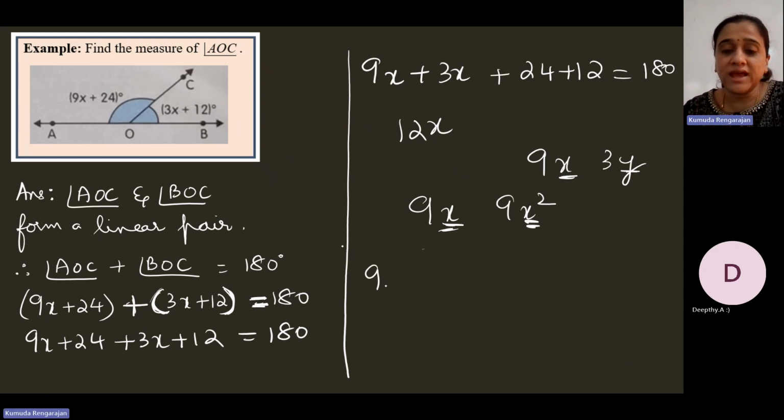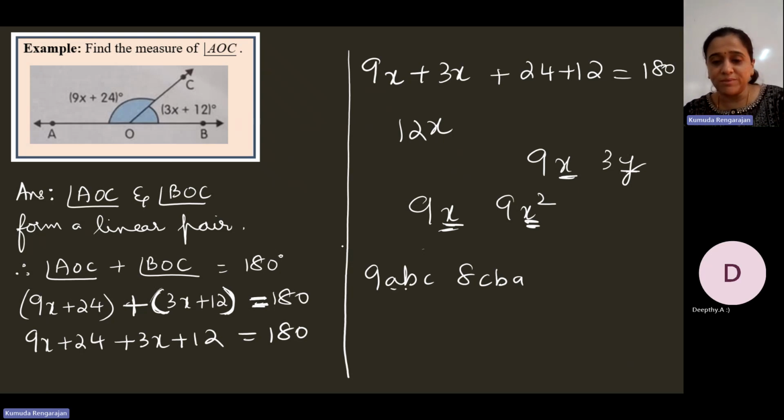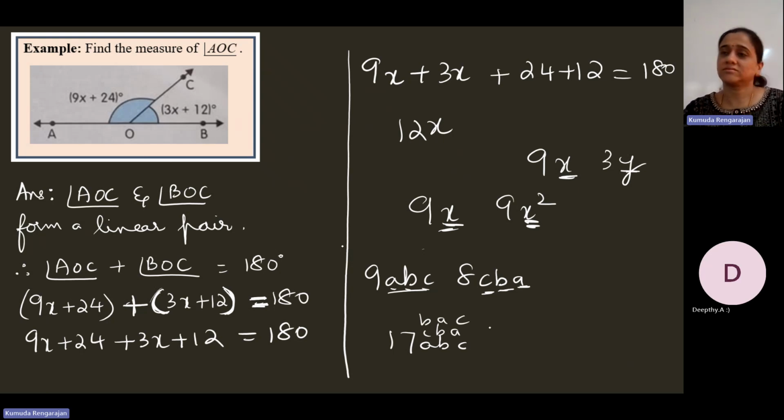Supposing 9abc and 8cba, the arrangement can be different. See, A, B, C, A, B, C, they are like terms. The answer is 9 plus 8, 17. You can write ABC, or you can write CBA, or you can say BAC. All fine.